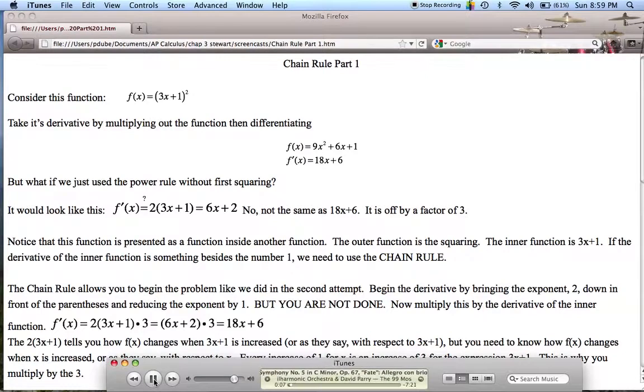The chain rule, part 1. This sounds a little bit scarier than it actually is.